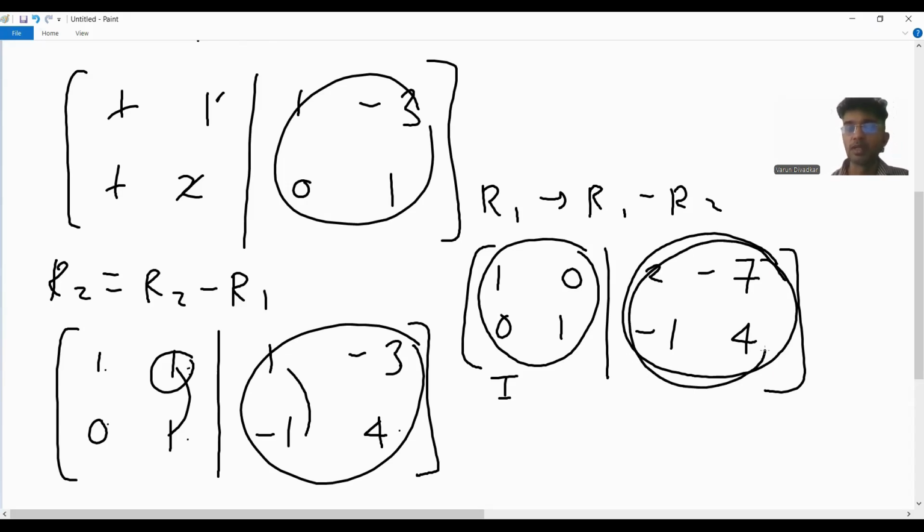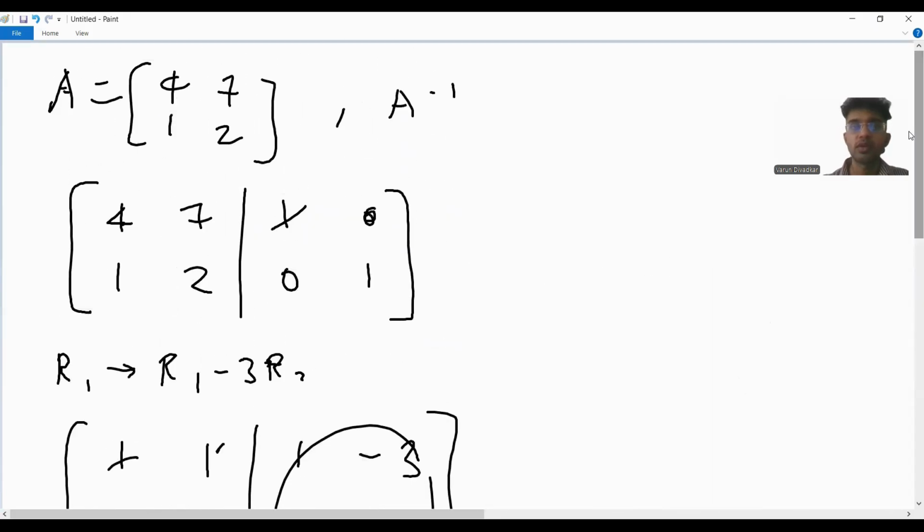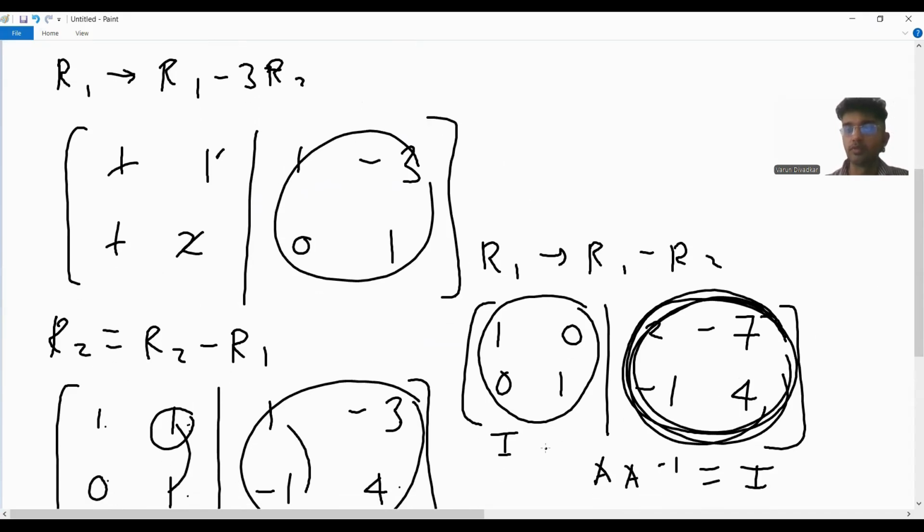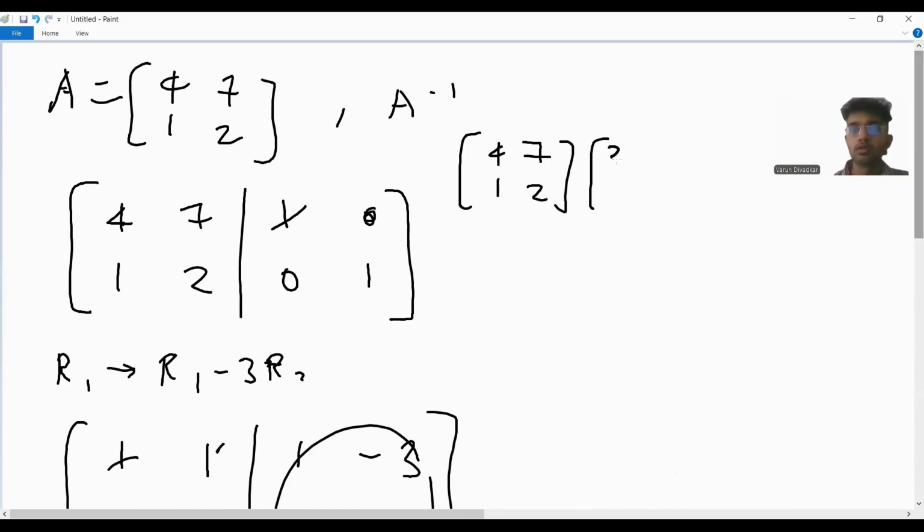Let's verify this by multiplying this by the original matrix. So if this is the inverse of a matrix, then A times A inverse has to be I, right? So let's try that. So what is the original matrix? It's 4, 7, 1, 2 multiplied by the inverse 2, minus 7, minus 1, 4. So what do you multiply? 2 into 4 minus 1 into 7. So which makes it 8 minus 7, which is 1.